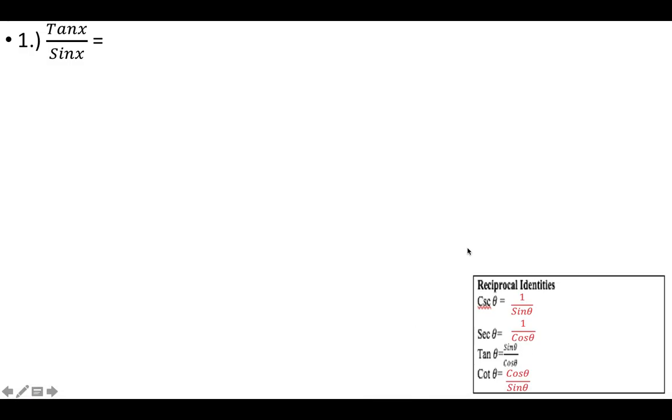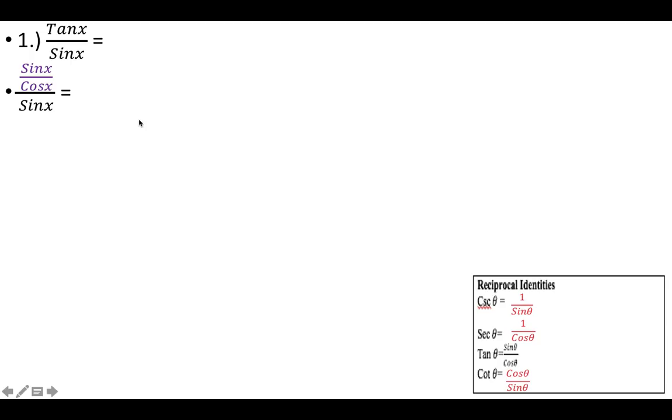So strategy 1 says rewrite in sines and cosines and then simplify. That's strategy 1. So my first step is to look at both terms and make sure that they're in both sines and cosines. So tangent x right now is not in sine or cosine. Sine is in sine, so this one is fine. What I've got to do is convert this. So I'm going to look over here. Tangent of x is equal to sine x over cosine x. So this right here is going to convert to this. All I did is I substituted the definition of tangent from my notes.